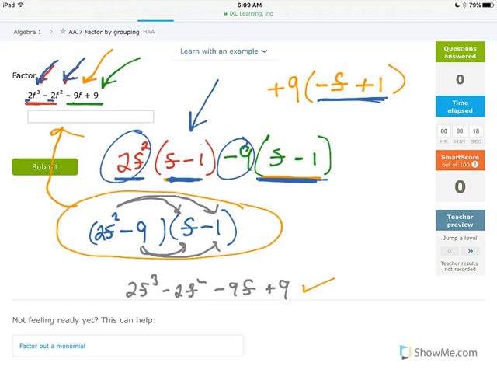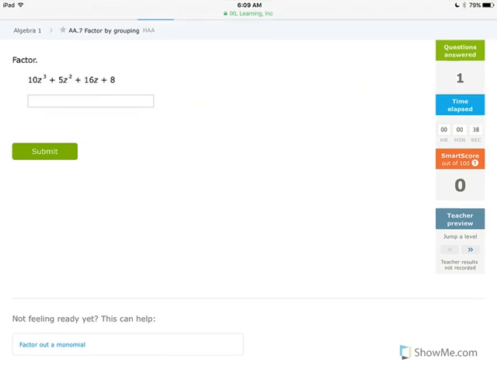So again, the big idea: if you have 4 terms, you want to try factor by grouping. You want to factor off the greatest common factors from each group, and in order for it to be factorable, you do have to have the same values left behind in both parentheses. So let's try another one. So here's our next one.